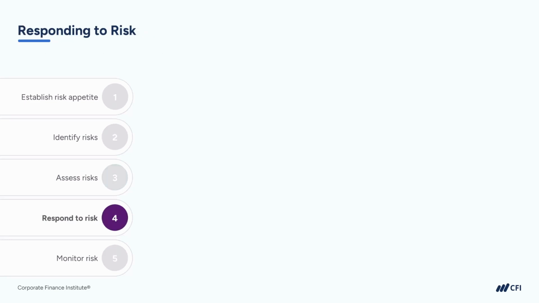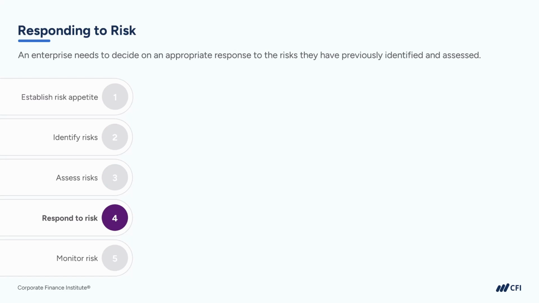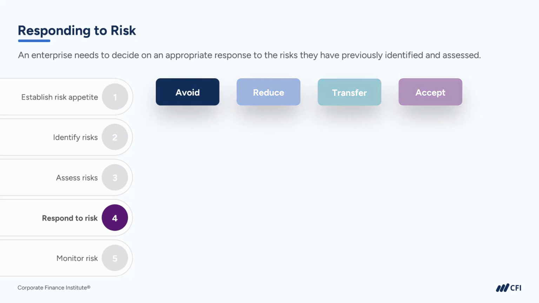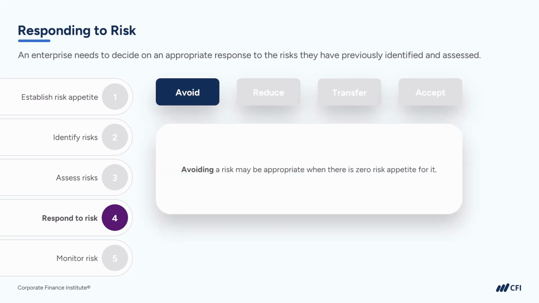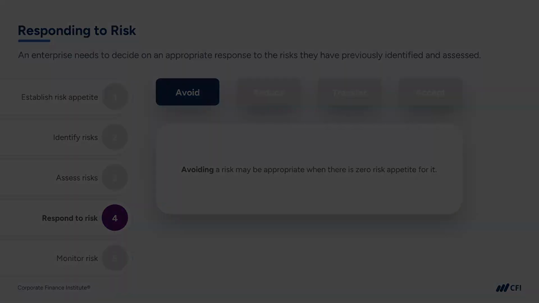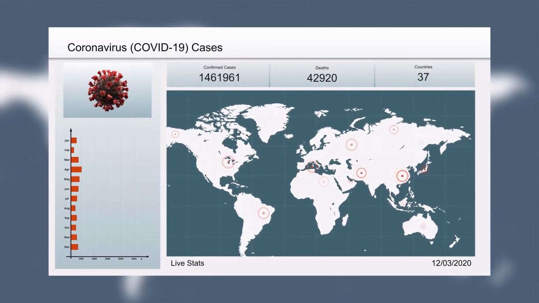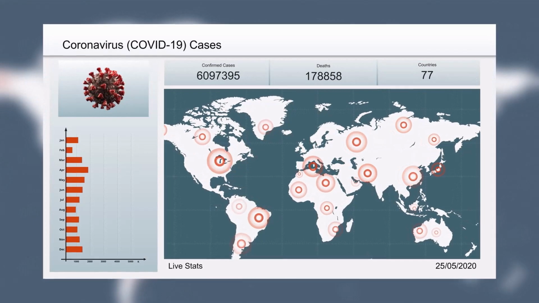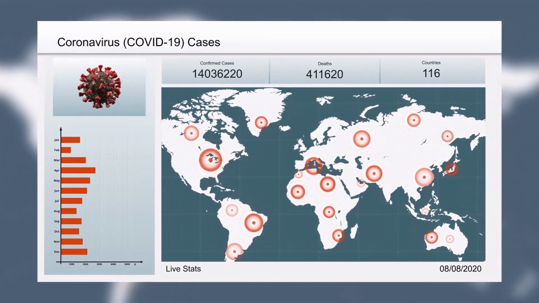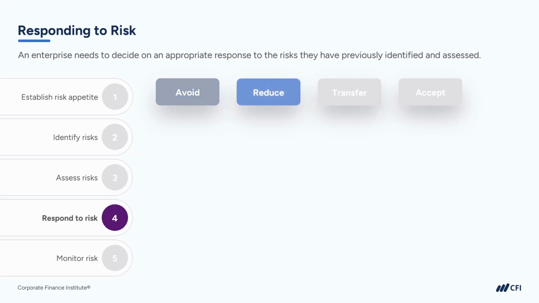An enterprise needs to decide on an appropriate response to the risks they have previously identified and assessed. If the risk has a high impact, the bank may choose to avoid that risk. This response could be appropriate when there is zero risk appetite for it. During COVID-19, many banks and companies in other industries decided to avoid the risk of their employees getting sick by introducing work-from-home policies.